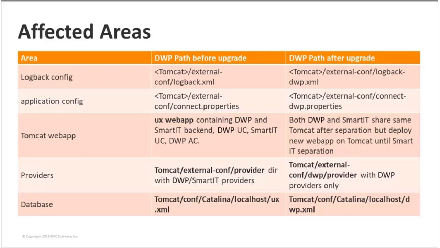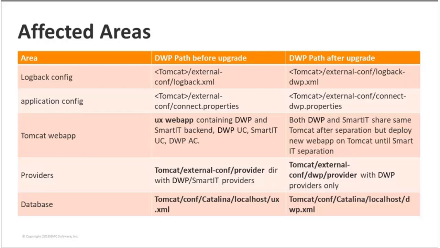The next one is the Tomcat Web App folder. Again, the UX Web App, which is the one I talked about in the previous slide, used to be under Smart IT MyIT, Smart IT MyIT UX. It's now moved to DWP, DWP. UX had two deployable applications in the past, which were Digital Workplace as well as Smart IT. Now from 1805, the DWP folder will contain only the DWP deployable app and no Smart IT. That's because Smart IT is separated from DWP from 1805 onwards.